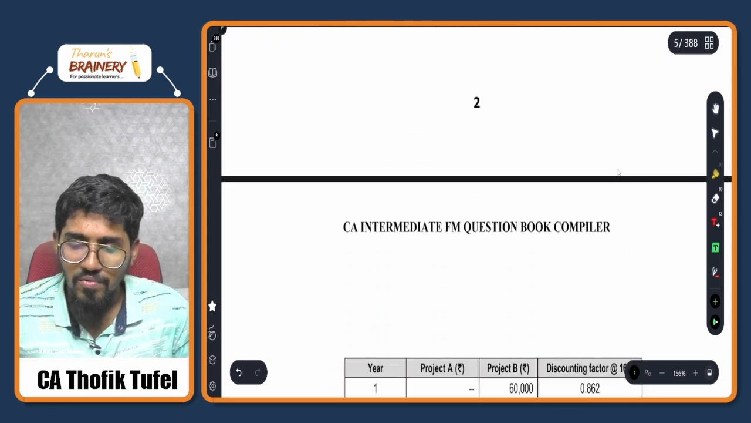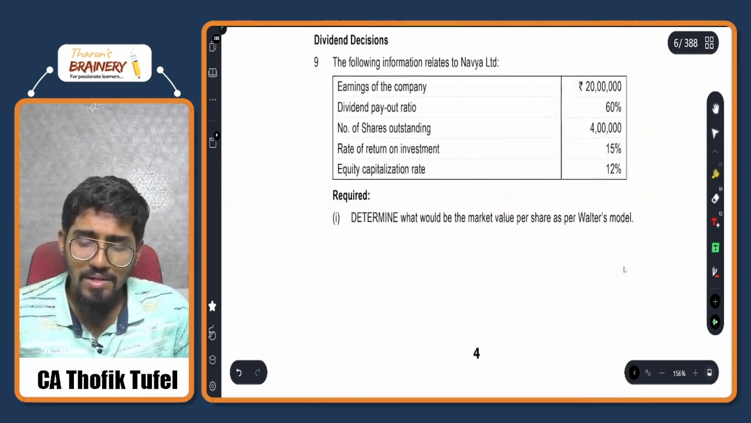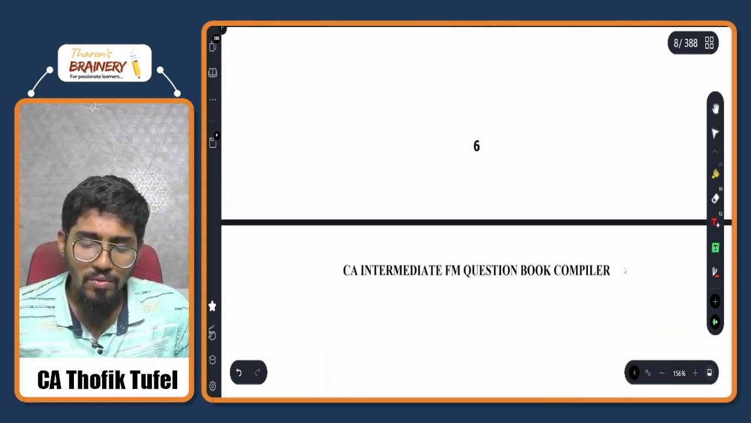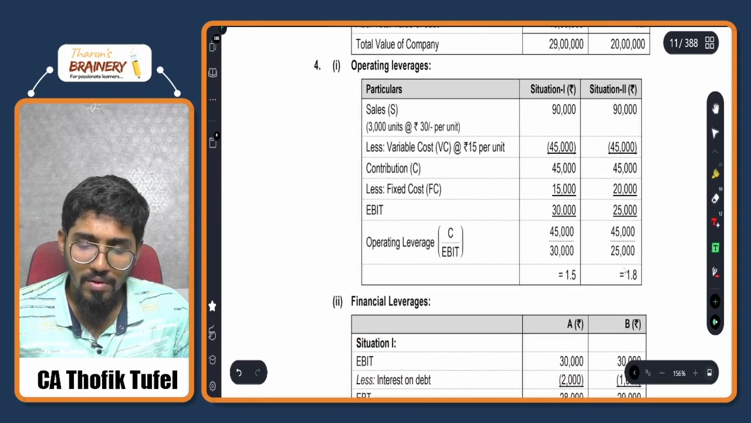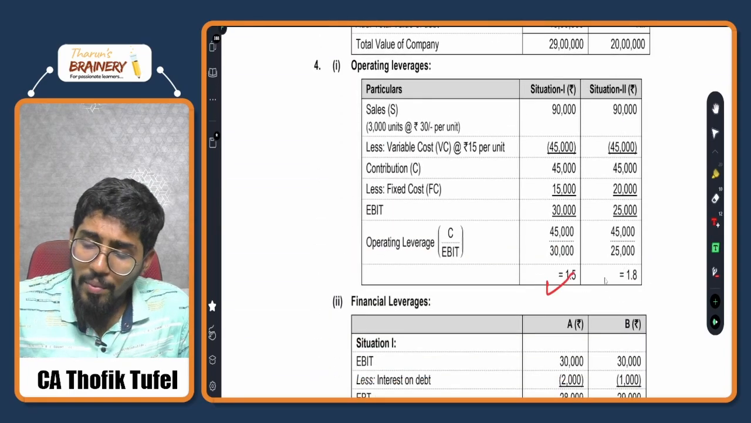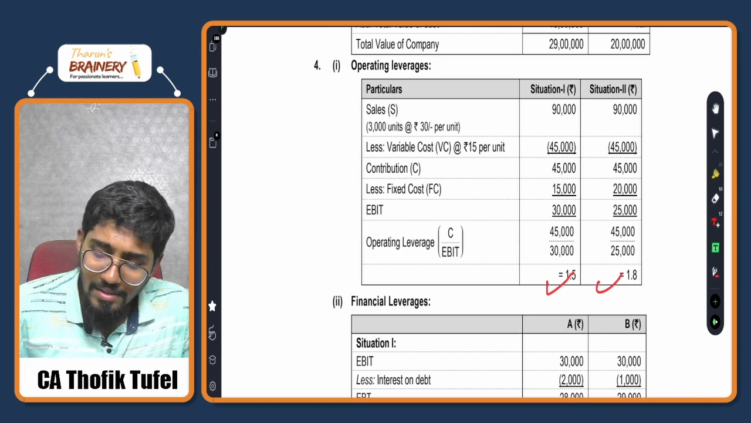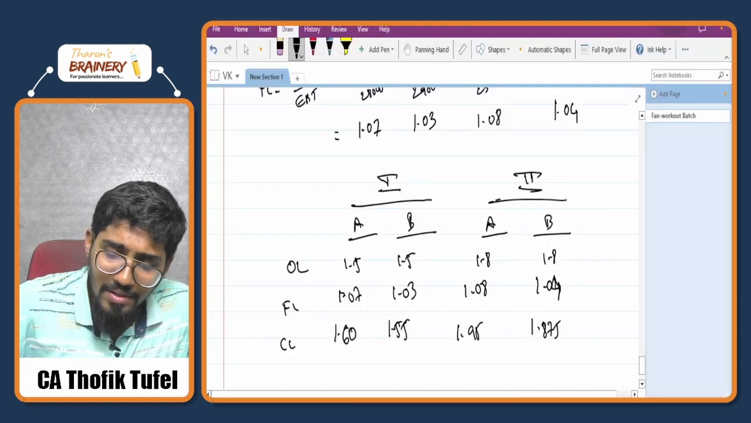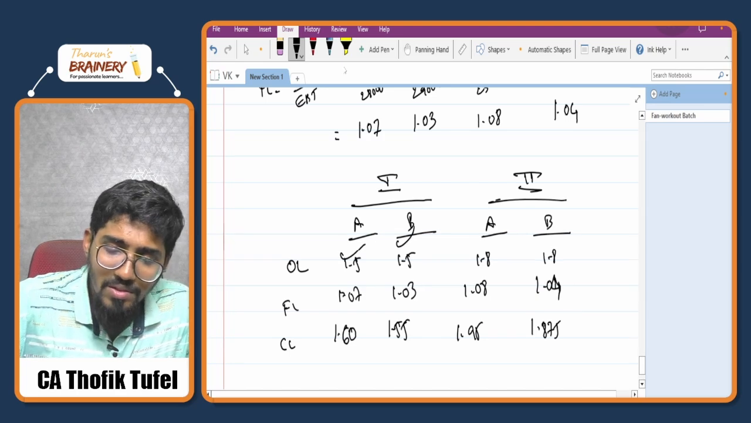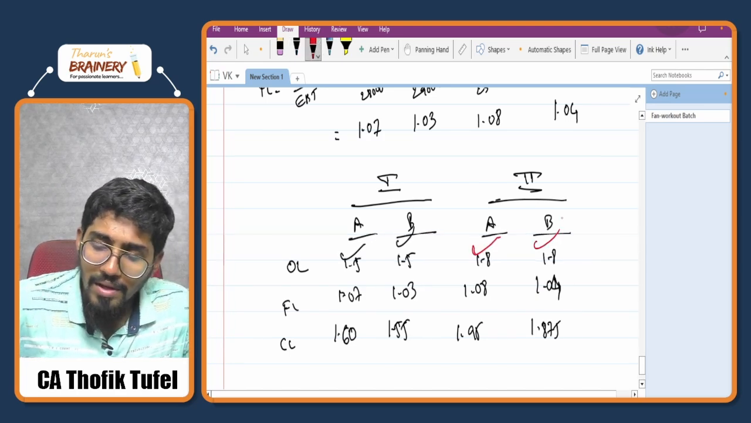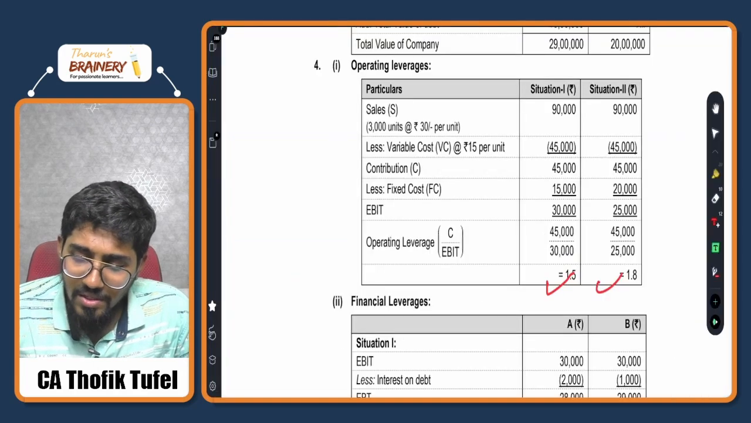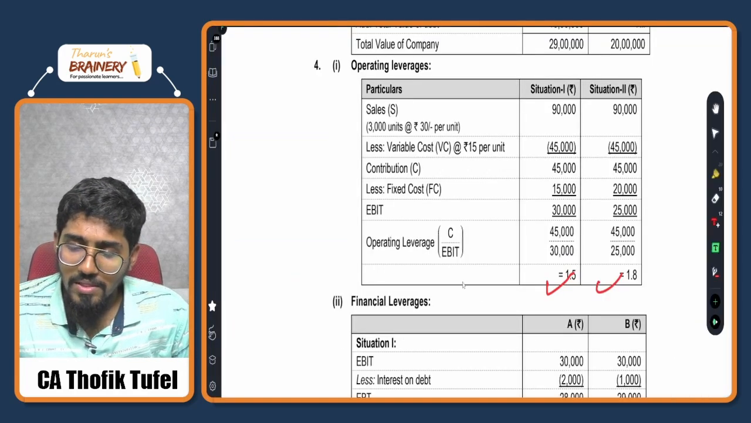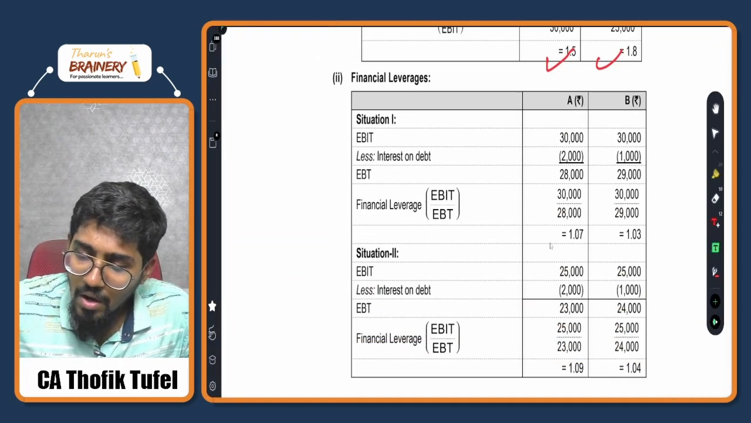Okay, question number 4. Let us check the answer and compare. So if you see question number 4, first one, 1.5, 1.8. So which means 1.5 operating leverage. Check. 1.8 operating leverage. Correct answer. Now financial leverage for both the cases.